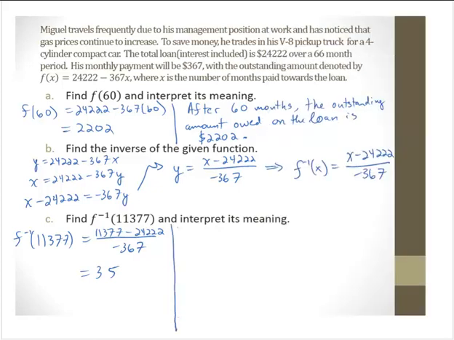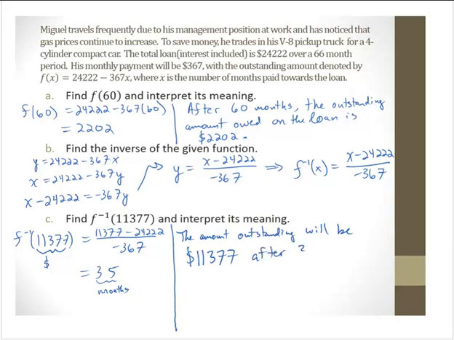So, interpretation. Well, now our domain and range have inverted, so this is now a dollar amount, and this is a number of months. So, the amount outstanding will be $11,377 after 35 months. All right, that concludes the presentation for this section.